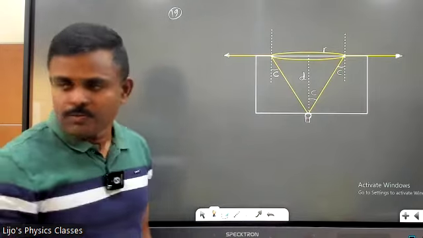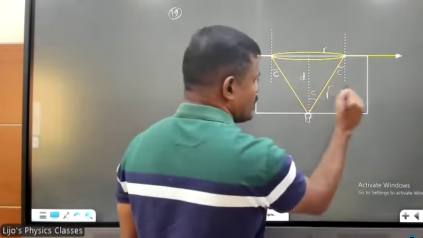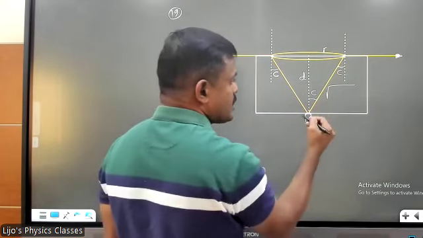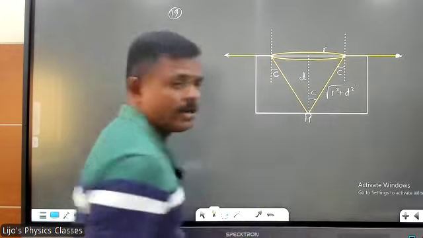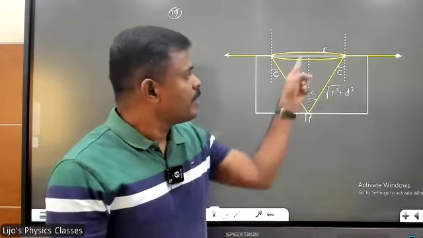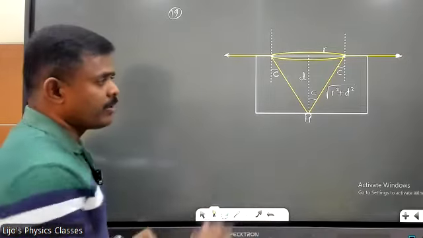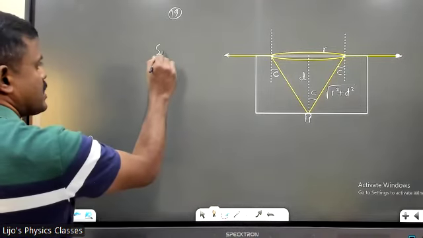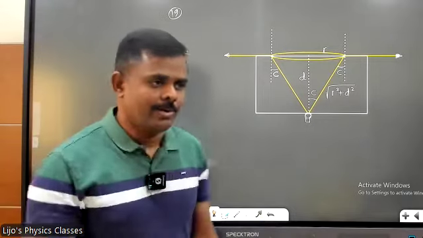All right. What will be the hypotenuse then? Pythagoras helps you, right? Hypotenuse is equal to root of R square plus D square. Hypotenuse is equal to root of base square plus altitude square. Got it? Now, in this triangle, I'm going to find out sine C. Tell me what is sine C? Sine C is equal to opposite side divided by hypotenuse, right?